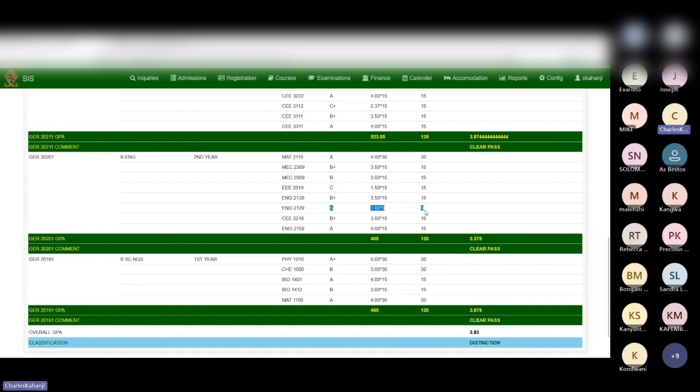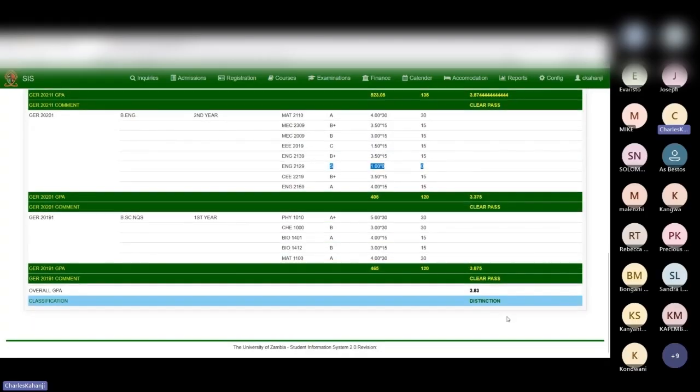This one here, and S, it's also 0. Okay, so that's how the GPA is computed, and the system automatically gives you a grade. It's going to round off.